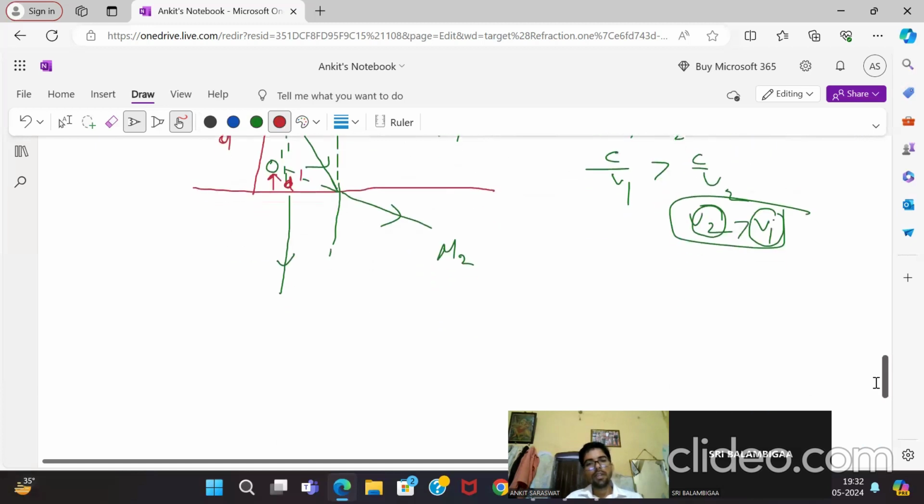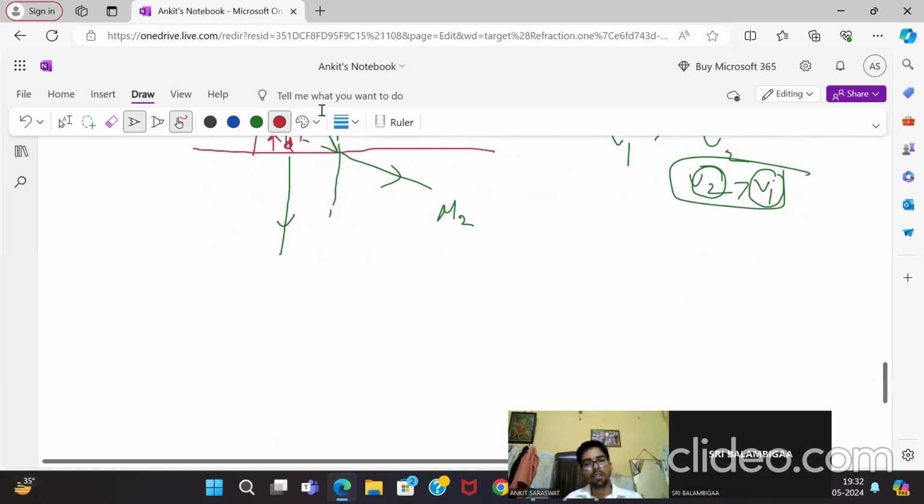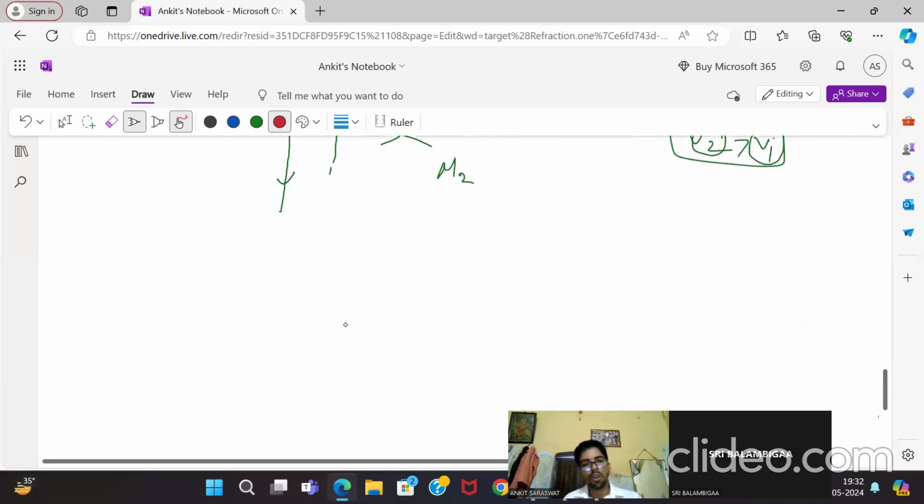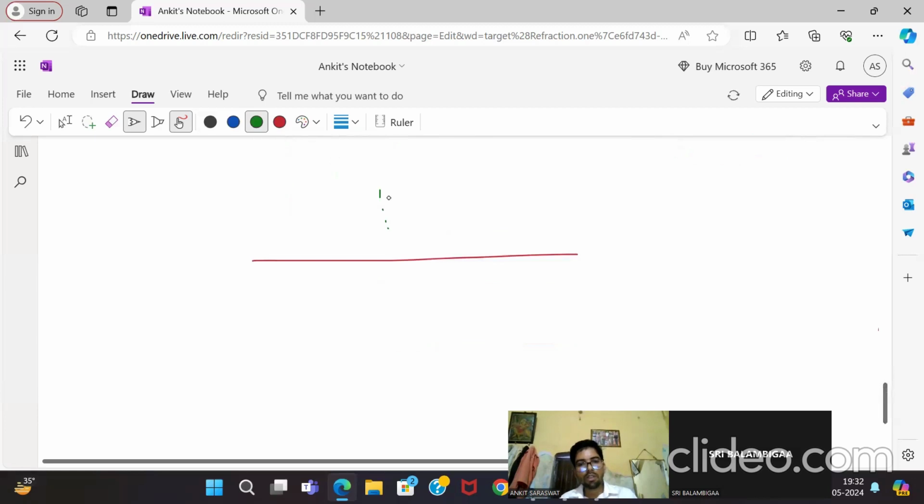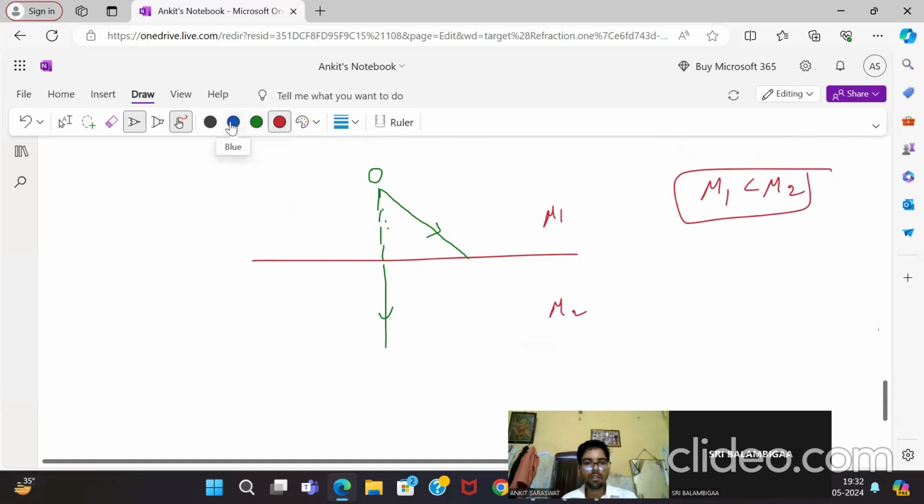Clear? But for example, if mu1 is less than mu2, in the first case I took mu1 more than mu2. But if I draw like this, this is the object, two rays are going like this. This is mu1 and this is mu2, and I take mu1 less than mu2. Then which one is denser? Mu2 is denser and mu1 is rarer. Now light is going from rarer to denser.